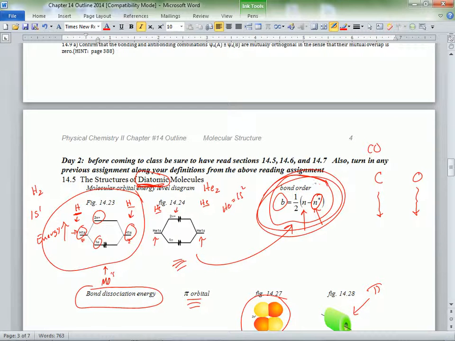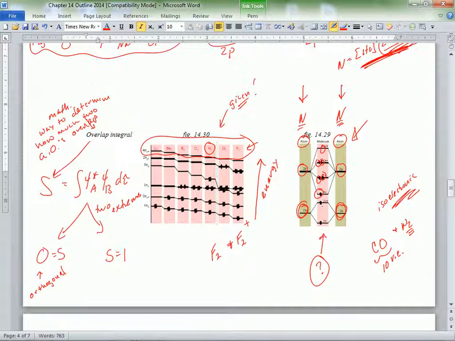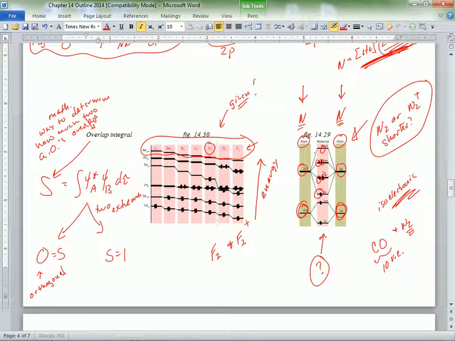Okay. So that's the game. Let's see if you're following this. What if I had N2 or N2 plus? Which one would have a shorter bond? Which one would be shorter, N2 or N2 plus? If you can even see this here.